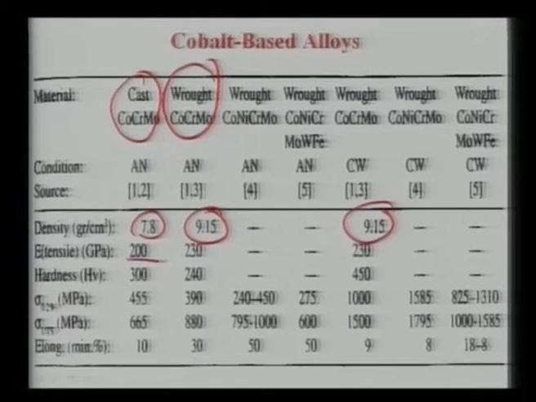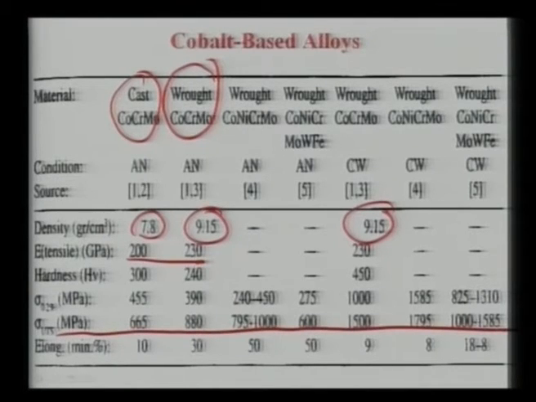Their elastic modulus is similar to that of steel. They have a UTS of 650, 665 to as high as 1000 or 1500 megapascal. It also has hardness on the Vickers scale. It can go up to 450 Vickers hardness numbers.